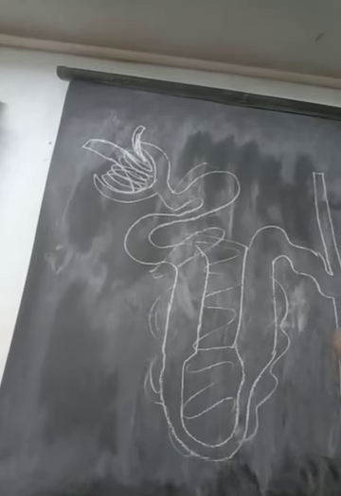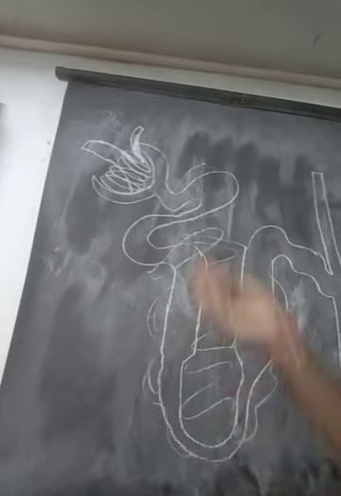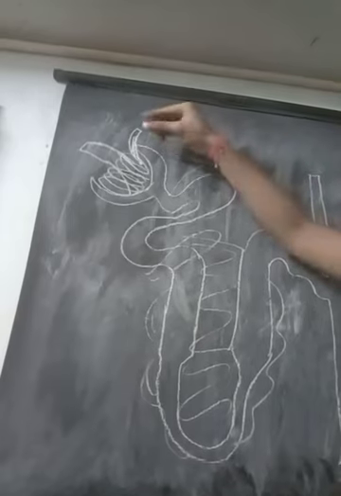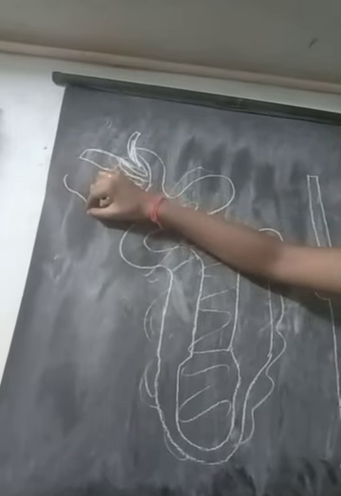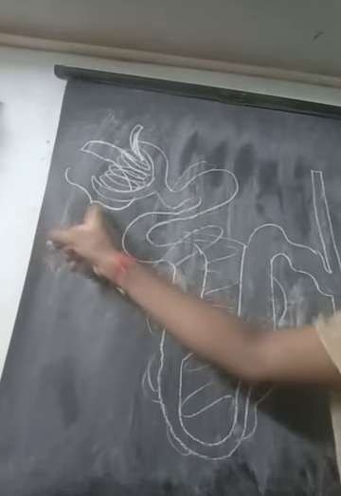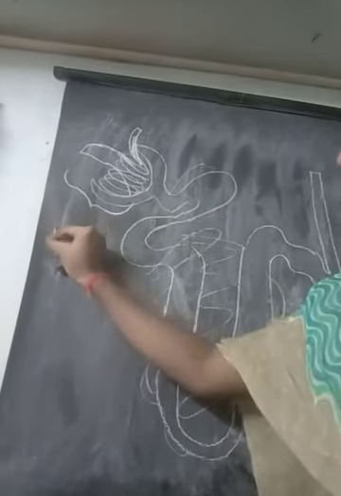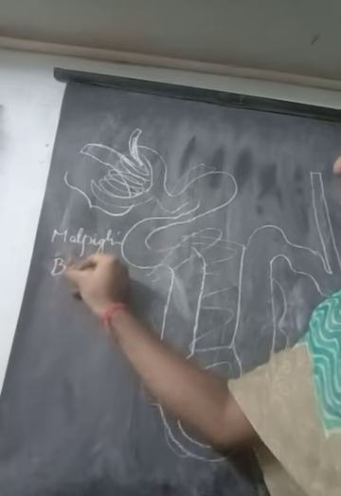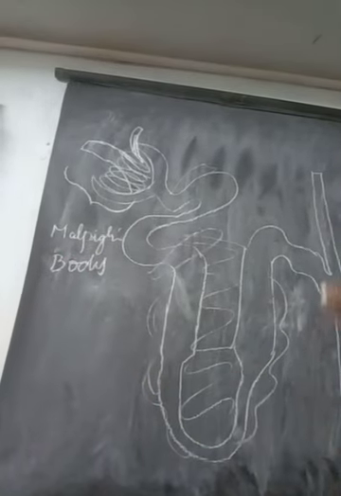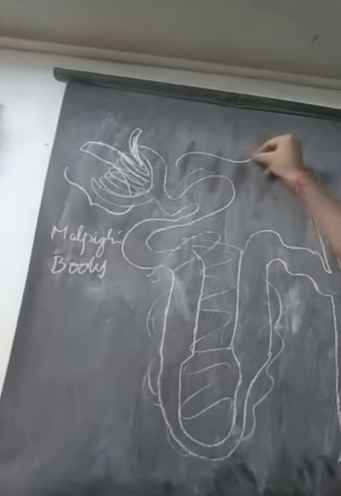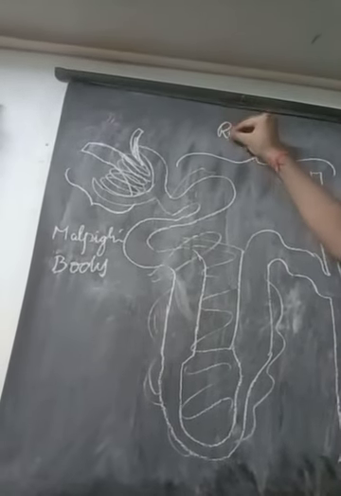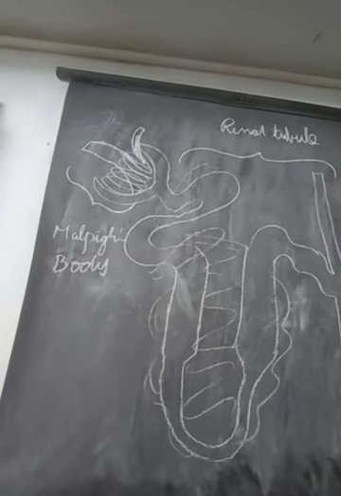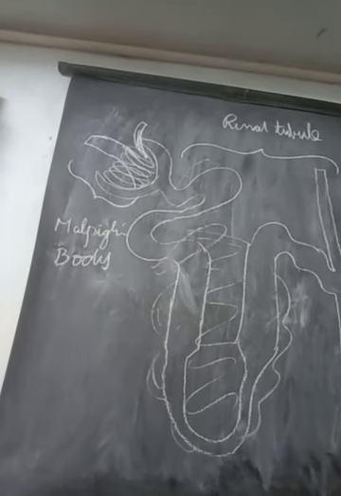Before, I already told you, the nephron is made up of two parts. One is the Malpighian body and the other one is the renal tubule. This portion is called the Malpighian body, and this remaining entire portion is called the renal tubule. Did you understand or not?